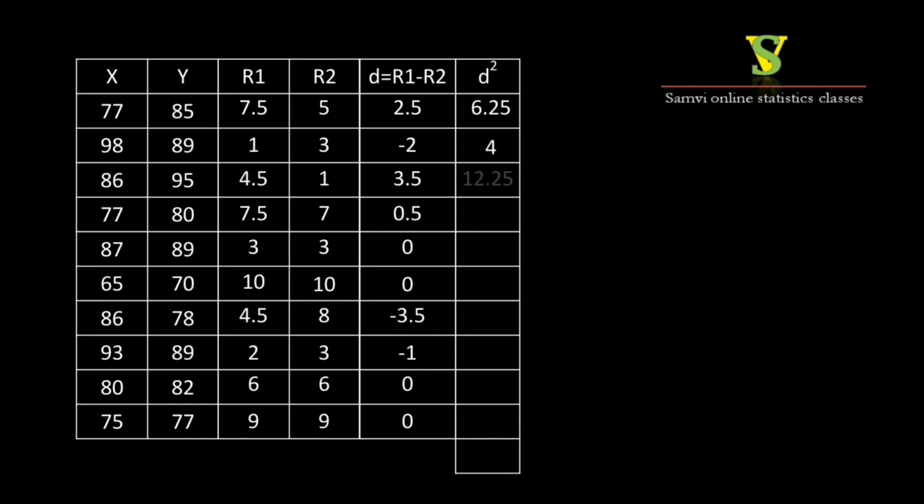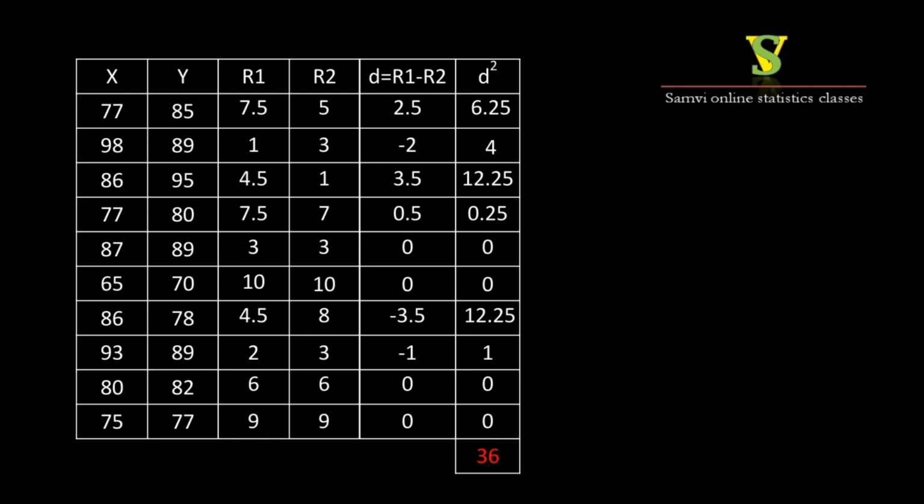3.5 square, that is 12.25. 0.5 square will get here 0.25. 0 square, that is 0. 0 square, that is 0. Minus 3.5 square will get here 12.25. Minus 1 square, that is 1. 0 square is 0. 0 square is 0. Now I have to take the total. So if I take the total, I'll get here 36.